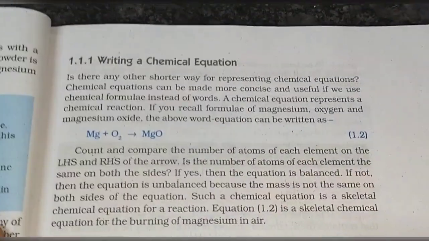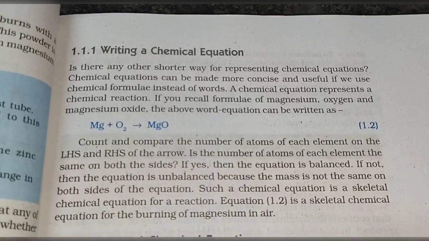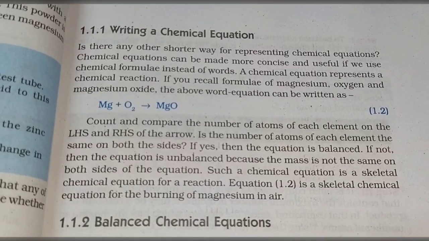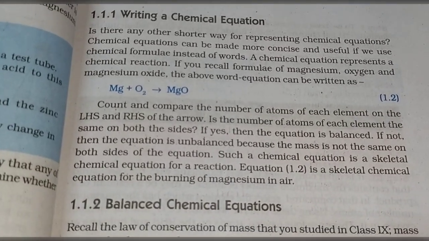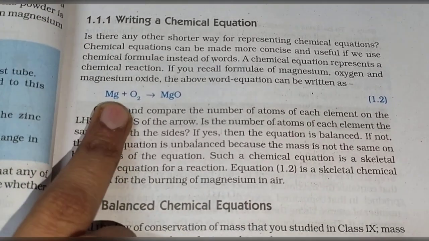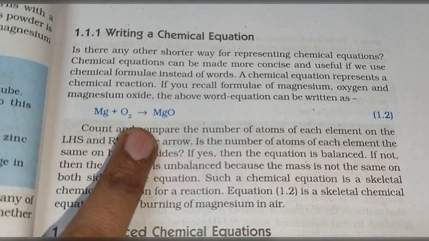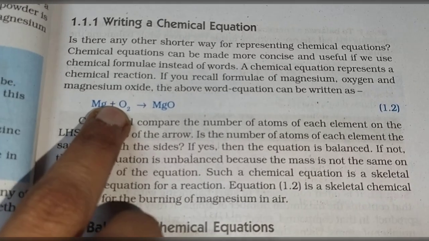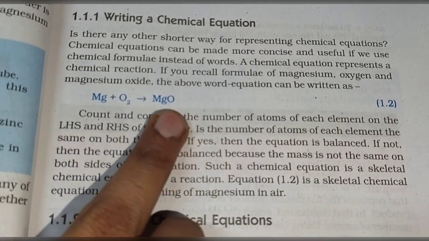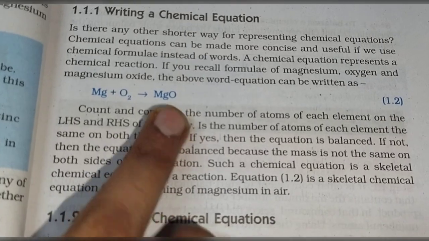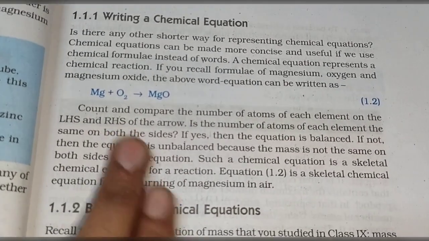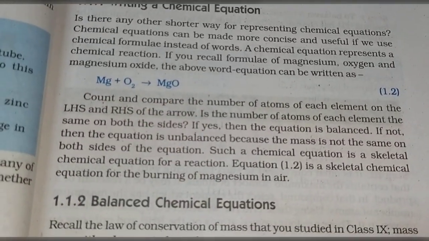Then how to write a chemical equation? In order to represent it in a very short form, we will use a chemical equation by writing its symbols. So what is the symbol of magnesium? It is nothing but Mg, and oxygen is O2. So Mg and O2 are the reactants added with plus. Both react together to get a product called magnesium oxide. Its symbol is MgO. And we have to write the chemical equation like this.